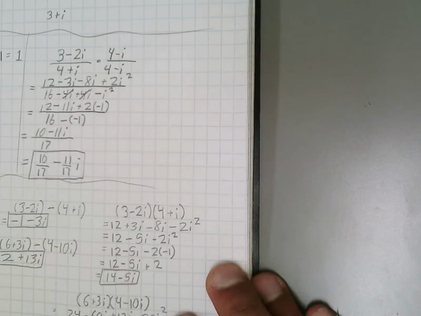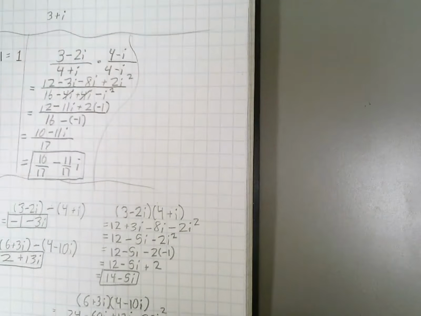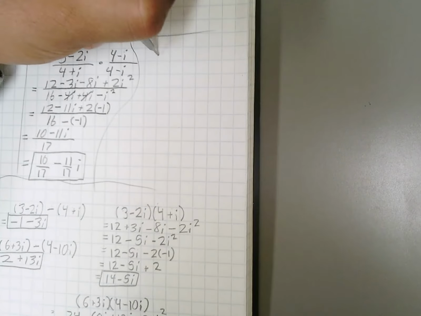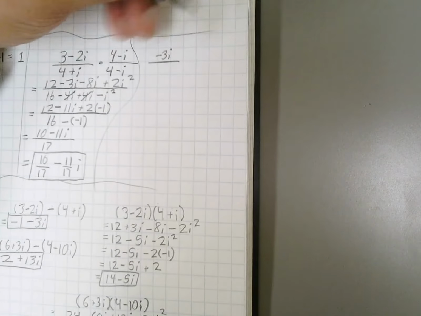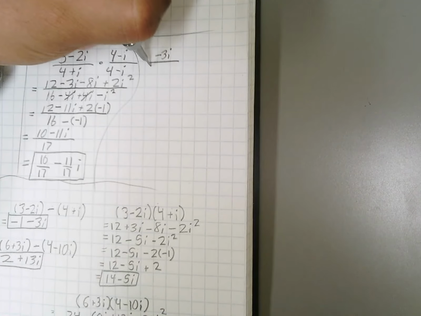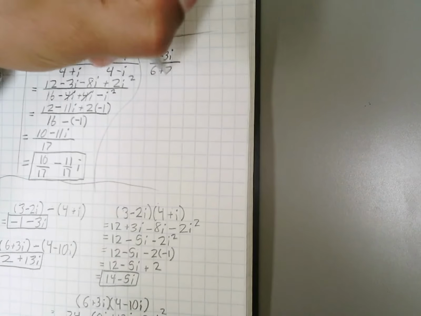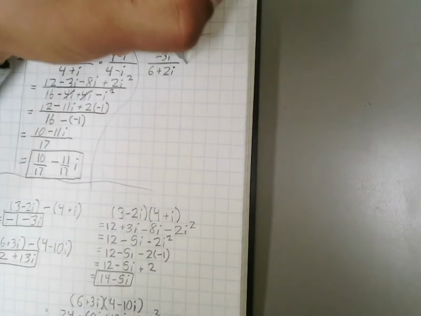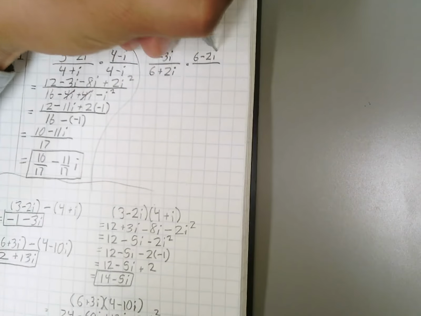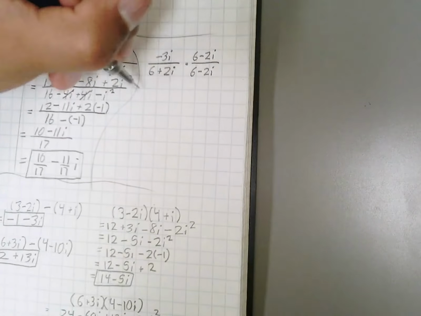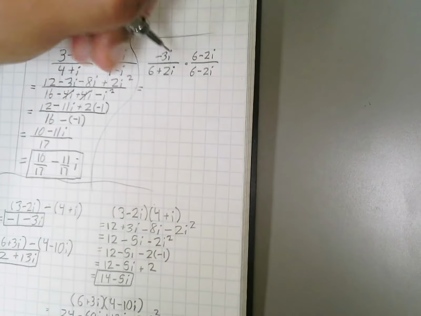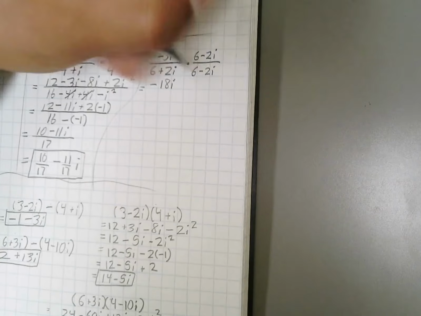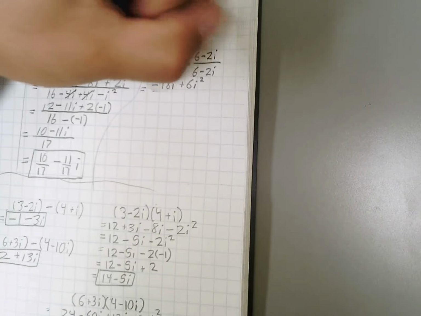Let's try one more of those. Let's do negative 3i divided by 6 plus 2i. All right, to divide, we multiply by the conjugate. I distribute, so negative 3i times 6 is negative 18i. And then negative 3i times negative 2i is plus 6i squared.